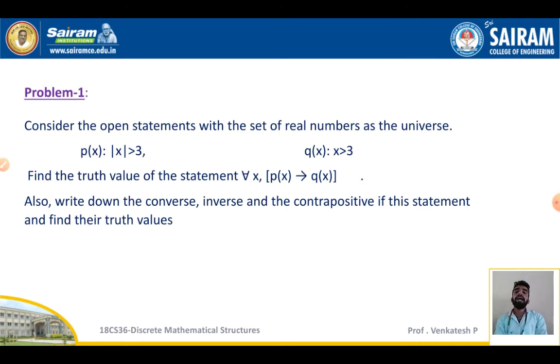Problem number 1. Consider the open statements with the set of real numbers as the universe: p of x is mod x is greater than 3, and q of x is x is greater than 3. Find the truth value of the statement: for all x, if p of x then q of x. Also, write down the converse, inverse and the contrapositive of the statement and find their truth values.